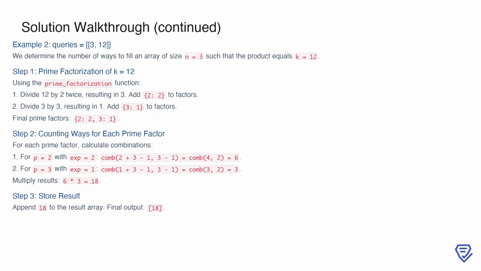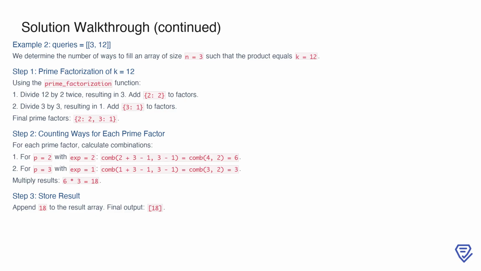Next, we calculate the combinations for each prime factor. For the factor 2 with an exponent of 2, the formula com(exp + n - 1, n - 1) yields com(2 + 3 - 1, 3 - 1), equals com(4, 2), equals 6. For the factor 3 with an exponent of 1, the calculation is com(1 + 3 - 1, 3 - 1), equals com(3, 2), equals 3.